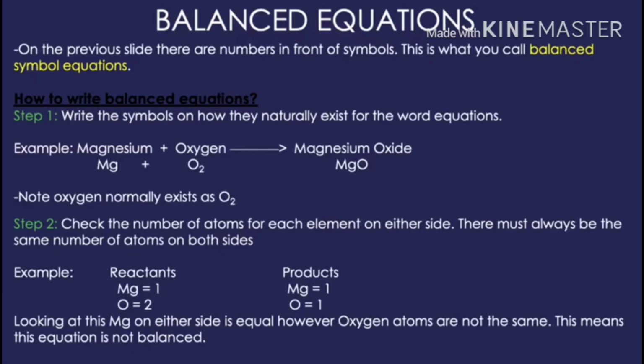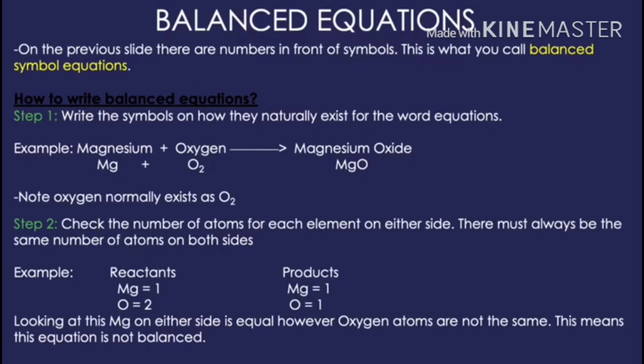So on this slide, we're going to learn how to write balanced equations. Step 1, write the symbols as they naturally exist for the word equation. So looking at magnesium plus oxygen gives you magnesium oxide. Magnesium naturally exists as Mg and oxygen exists as O2, not O, and magnesium oxide is MgO. Step 2, check the number of atoms for each element on either side. There must always be the same number of atoms on both sides. So for example, looking at the reactant side, there's 1 magnesium. On the product side, there's 1 magnesium, which means that they both have the same number of atoms on either side.